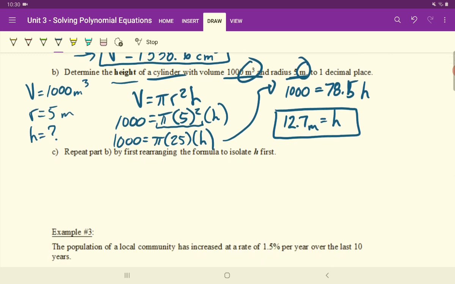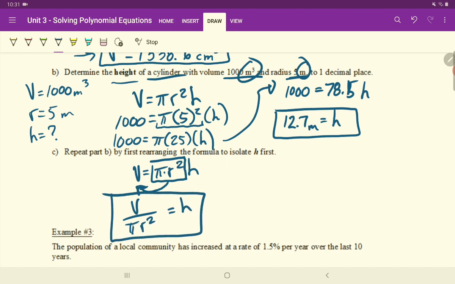What if we isolated for h first? If we had the formula v equals pi r squared h, very simply, because it's pi times r squared times h, bring this whole portion and divide it on the other side because it's multiplication on the right. So you end up getting v divided by pi r squared equals h. And you'd get the same answer.